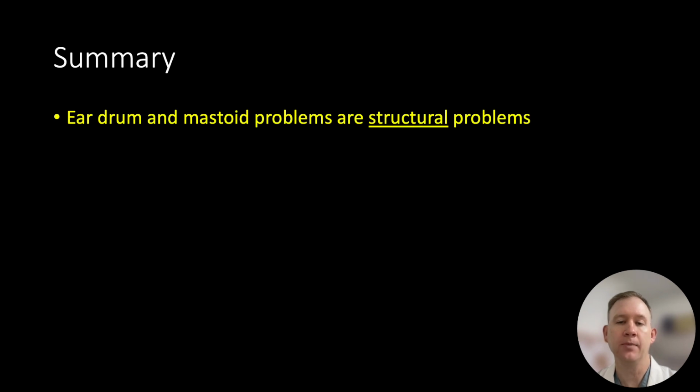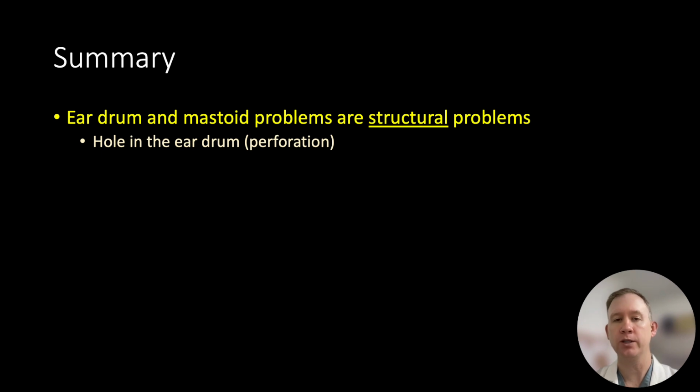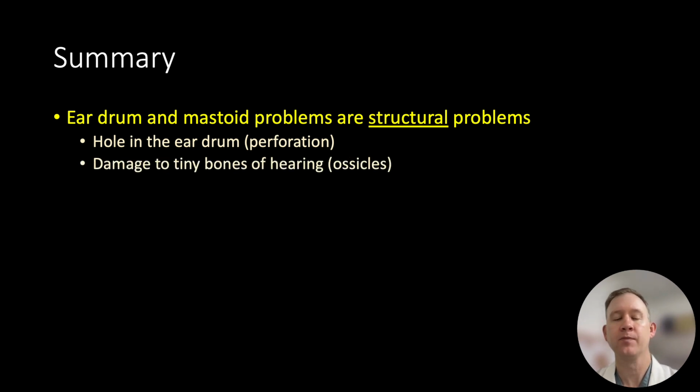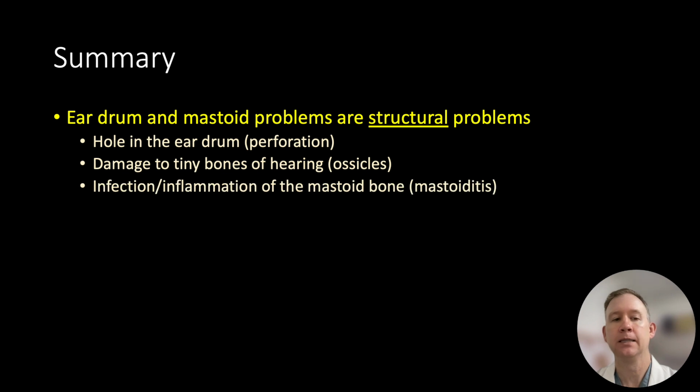Okay, so a summary of what we're going to talk about is that eardrum and mastoid problems are really structural problems. And the most common problem that we encounter is a hole in the eardrum, also known as a perforation or perforated eardrum. Other related problems can be damage to the tiny bones of hearing. These bones are also known as the ossicles. And the third thing is infection or inflammation of the mastoid bone, which is the bone behind the ear, and that's referred to as mastoiditis.